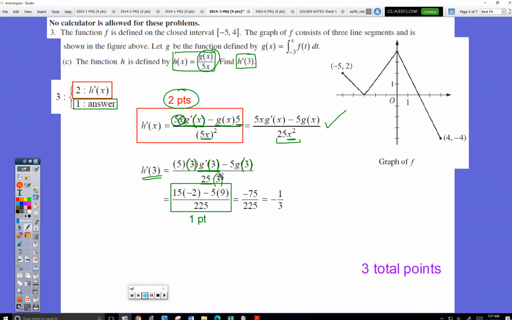So I remember that this is a graph of g prime. So g prime of 3 is right here, which I actually had to find earlier. That's negative 2. So when x is 3, y here is negative 2. So g prime of 3 is negative 2. This was 15.